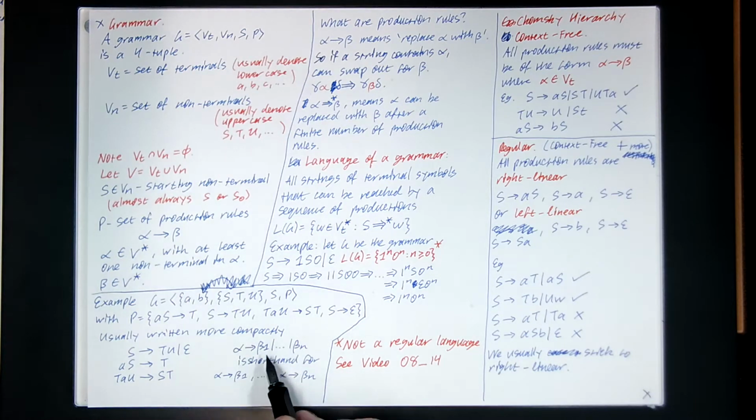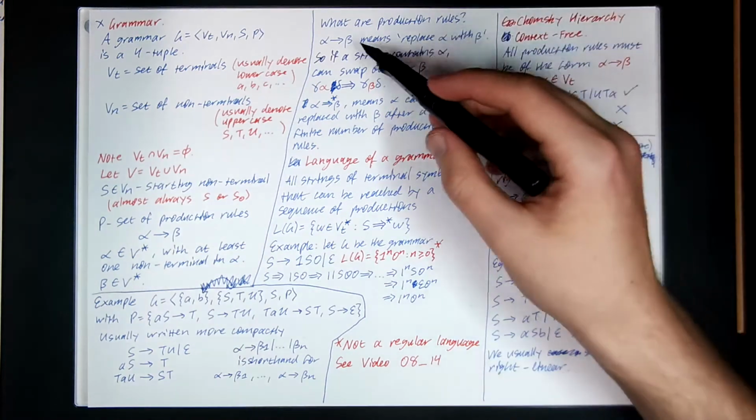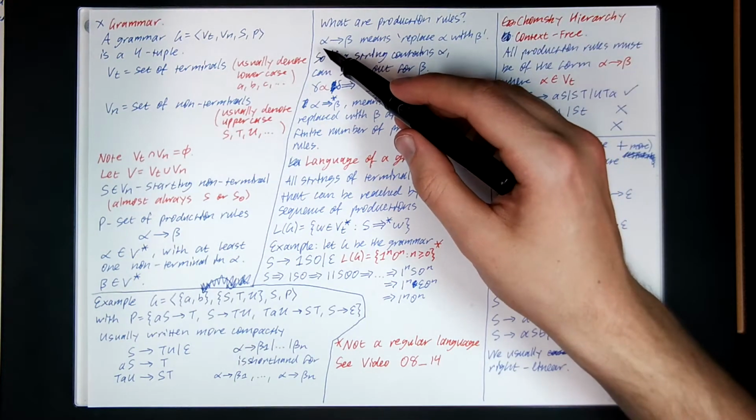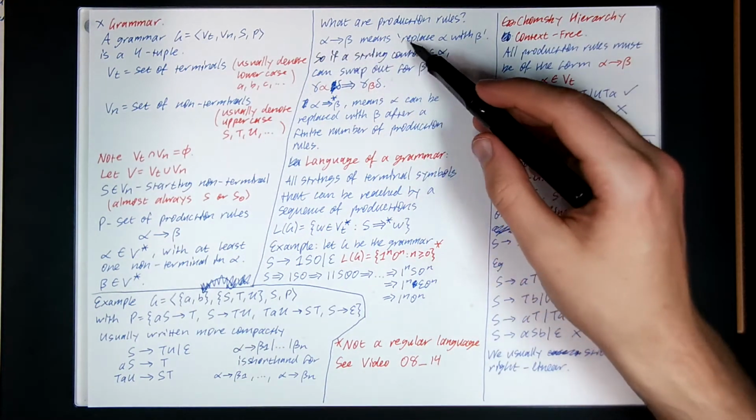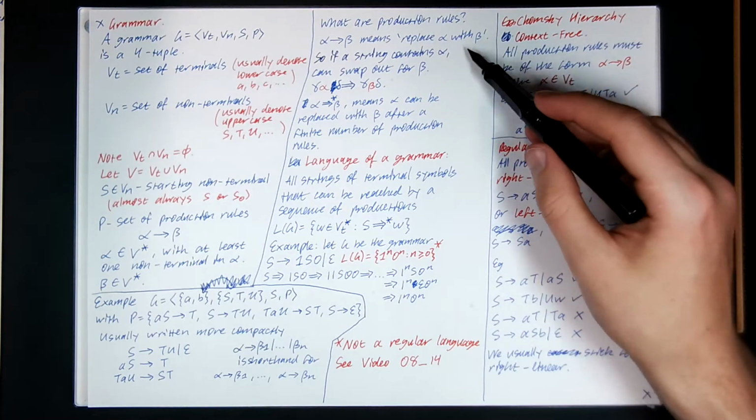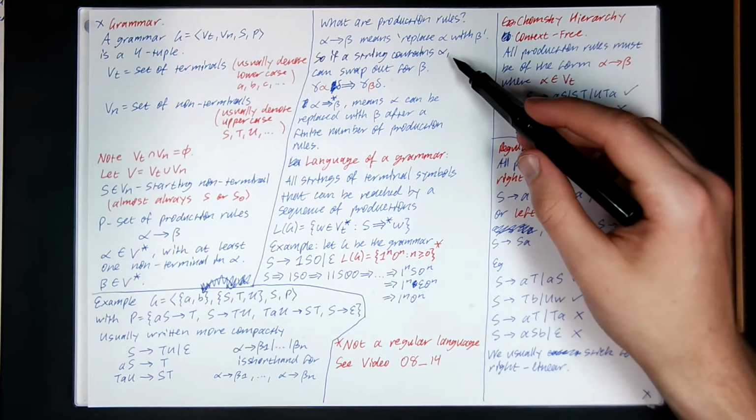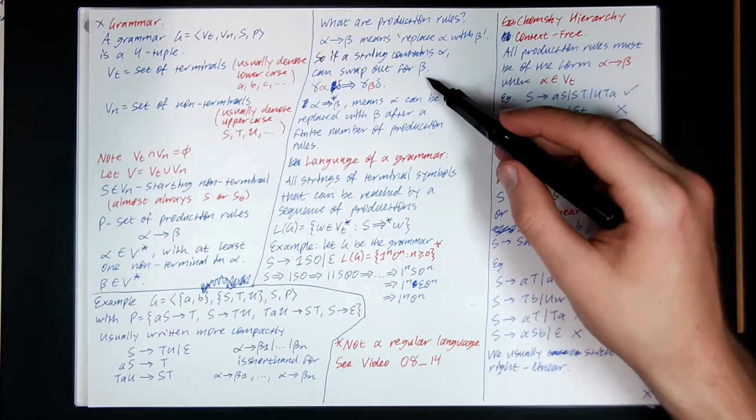So what do these pipes mean? If I have alpha goes to beta 1, or beta 2, and so on, or beta n, this is just shorthand for writing out all the production rules separately. So what is a production rule? A production rule, alpha points to beta, basically means replace alpha with beta. So given any string that contains alpha inside, you can replace the alpha with beta.